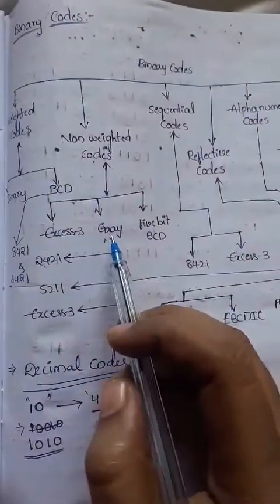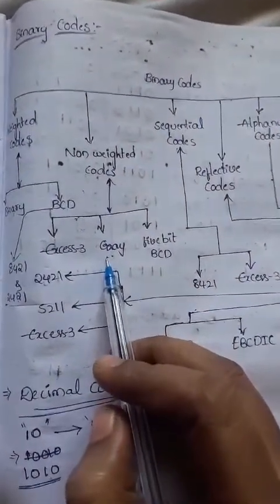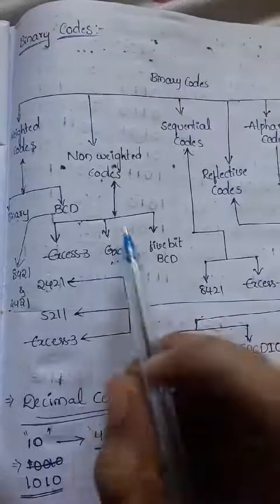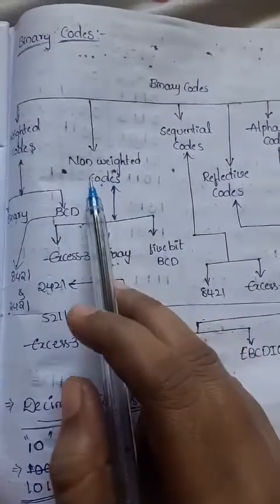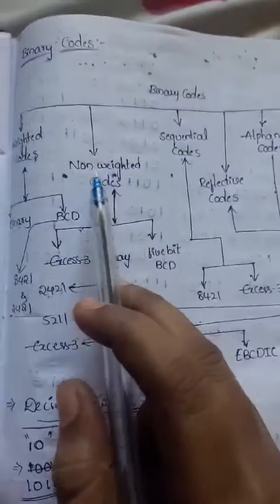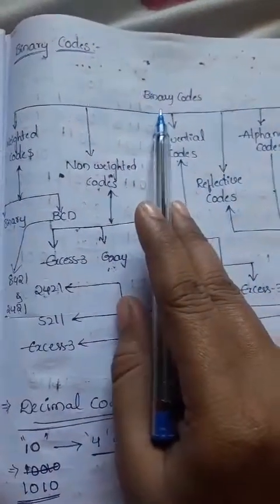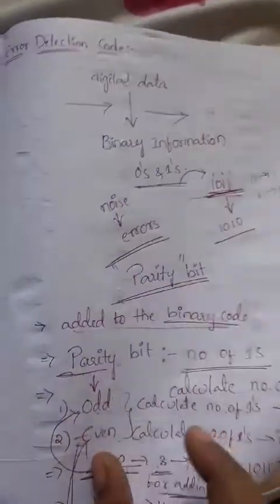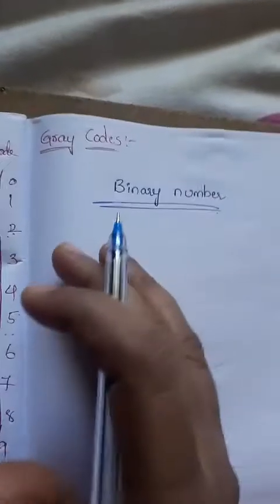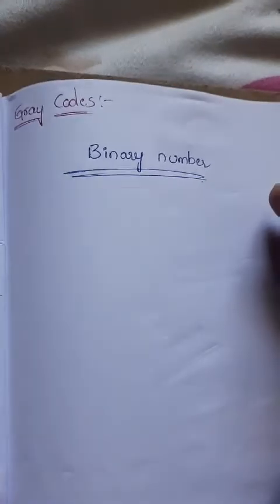Today we'll discuss Gray code. This Gray code is related to the non-weighted codes, and non-weighted codes are one type of classification of the binary codes. Now we'll see how to get a Gray code, that is, how to convert any binary number into Gray code, and what the procedure is.